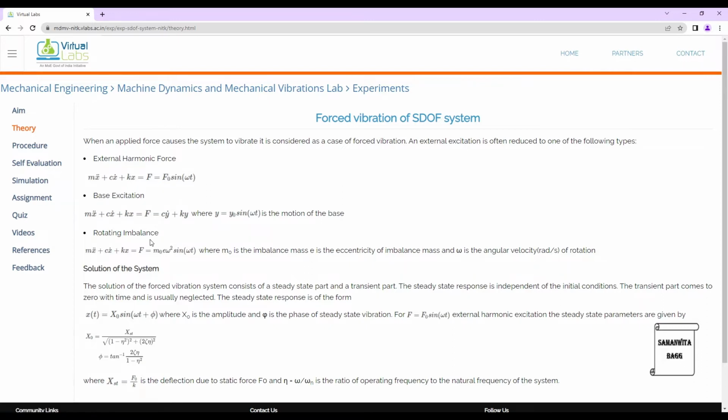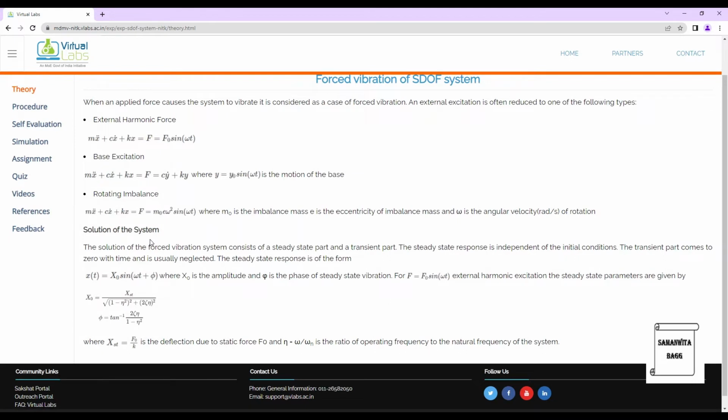The third form of external excitation which can be given is the rotating imbalance. So you can have an off-center rotating object which is causing some disturbance to the entire system. Now this is a very common example. Any object, for example a diesel engine, could have certain rotating masses. Those rotating masses can cause imbalance to the system. So that is also a form of excitation to the system.